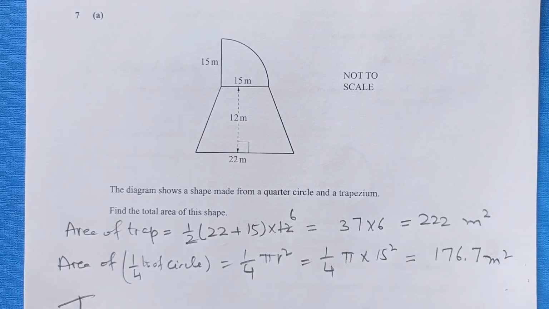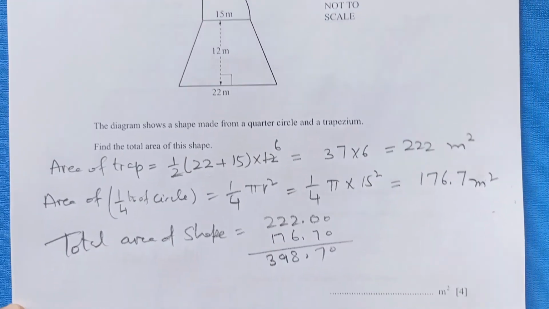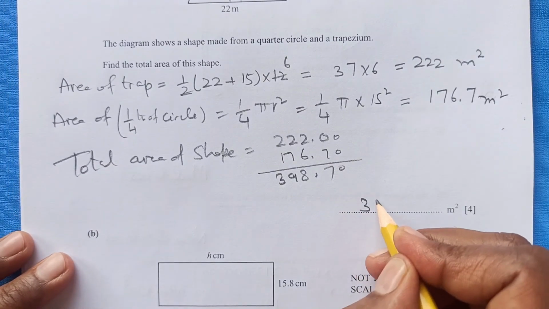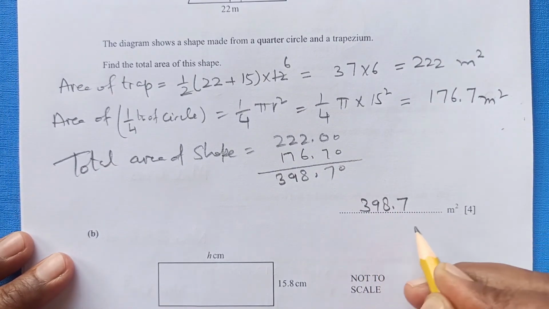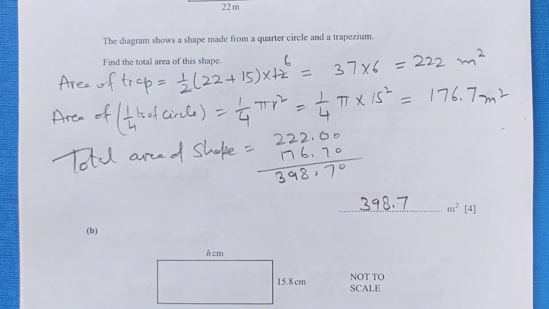So now the total area of the shape is 222.00 plus 176.70. It is 398.7. So this is 398.7 meter squares. So you can do step by step this question.